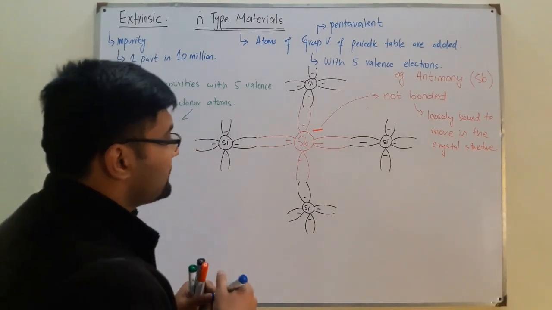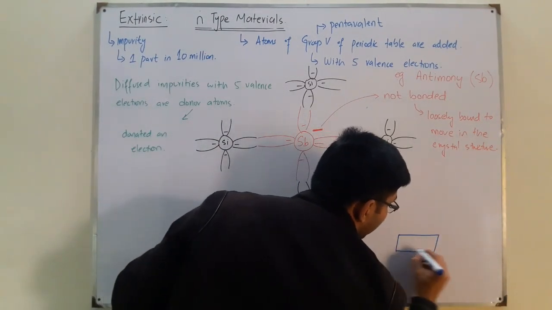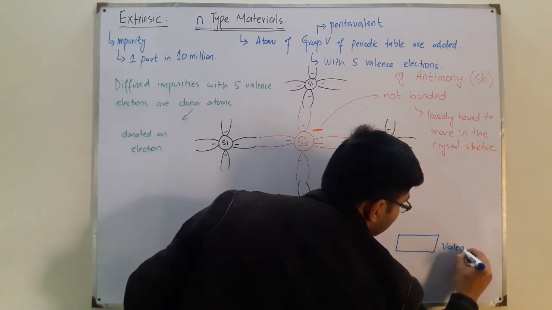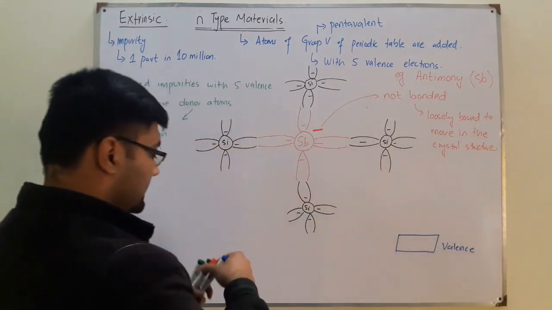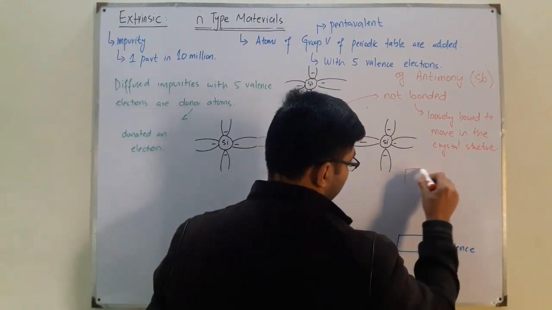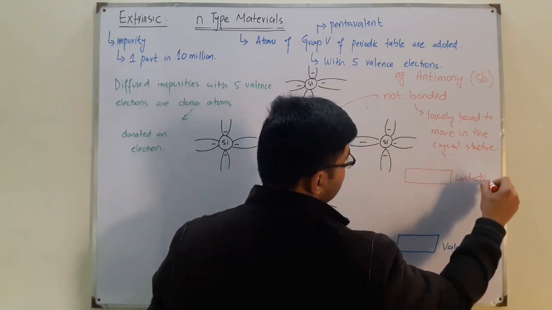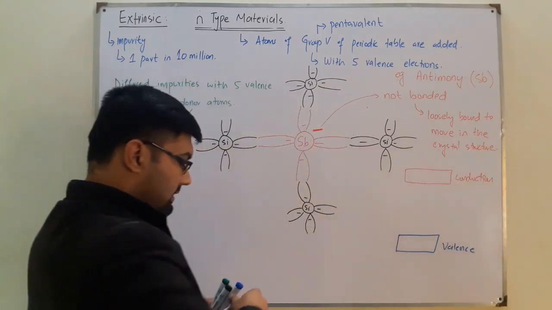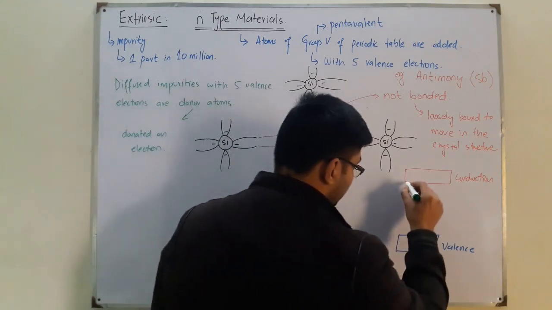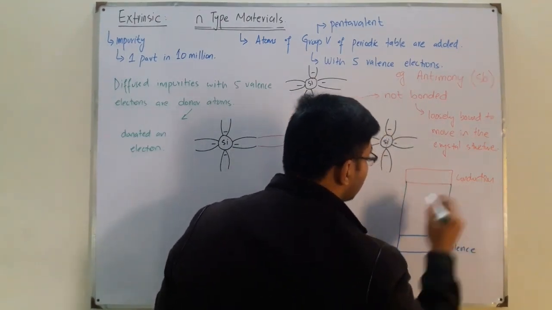We said in the previous video it was like this. This was the valence band, and the conduction band was over here. And there was an energy gap represented by this green color. Okay.